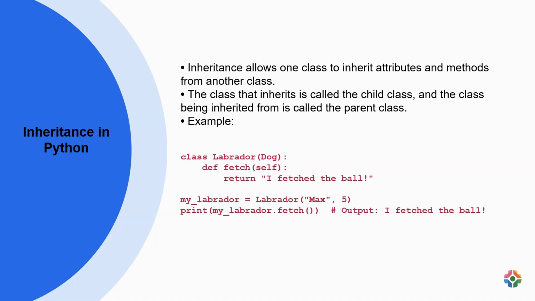When myLabrador.fetch is called, it returns the message, I fetched the ball, because the fetch method is inherited from the dog class. In summary, inheritance allows for the reusability of code and promotes a hierarchical structure in class relationships, facilitating the building of more complex and specialized classes based on existing ones.